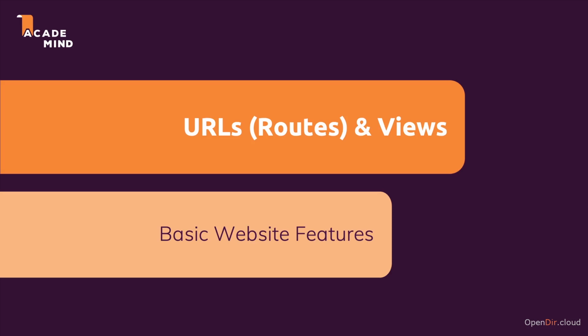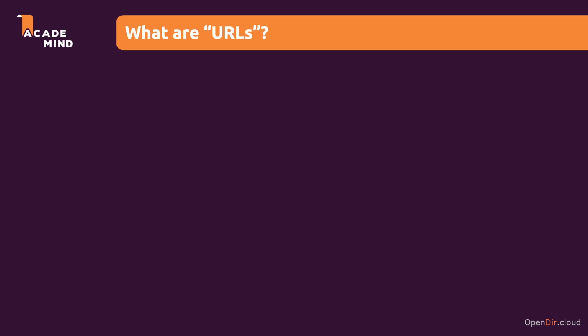So this course section is about two main things: URLs, or routes as we could also call this concept, and views. Now what are these things then? And let's start with URLs. What are URLs or routes?